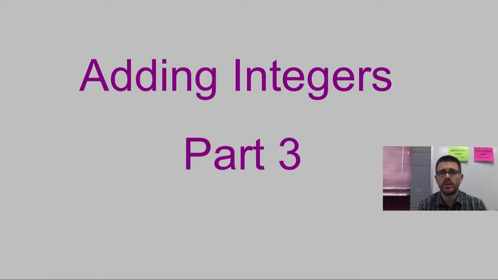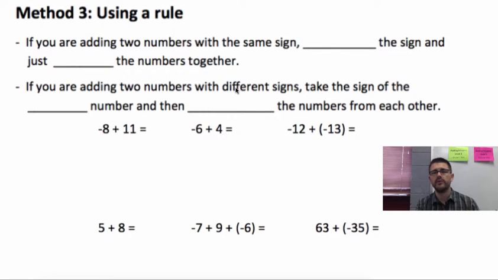All right, on to part 3. And this is where we come up with our rules. So instead of a visual model, we're going to use our rules to help us add and subtract our positives and negatives. Okay? If you were in class, you kind of got to hear the creepy song sung to Row, Row, Row Your Boat: same signs add and keep, different signs subtract. Take the sign of the higher number. Okay? But here are the rules.